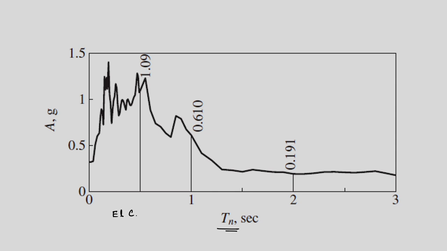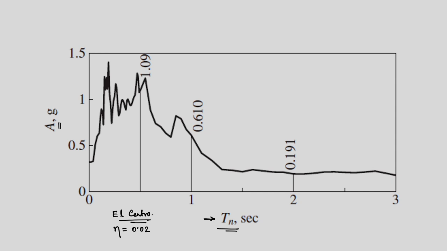It is for El Centro ground motion, and if I correctly recall, the damping level is 2%. For that, we have different values of Tn, and for every Tn value, we solve and find out the maximum acceleration, and then we plot this graph, and that is what is the acceleration response spectrum.